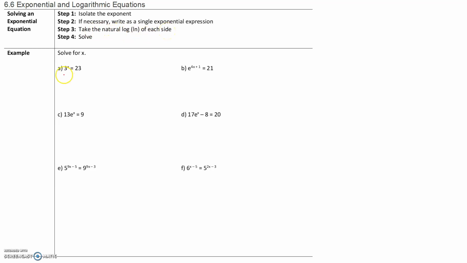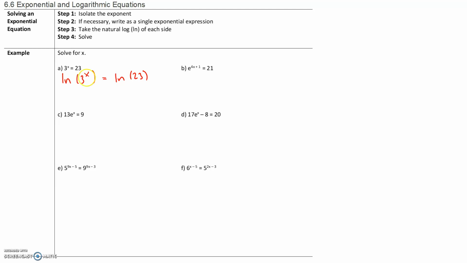So we're going to take the natural log of the left side. So we have natural log of 3 to the x. And if we take the natural log of the left, we also have to take the natural log of the right side. So now we take the natural log of the right side, which gives us the natural log of 23. Now, why do we do this?